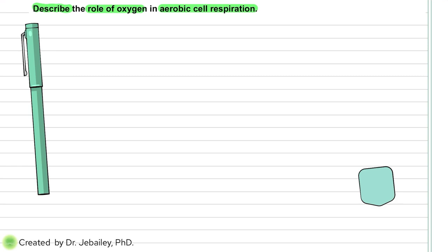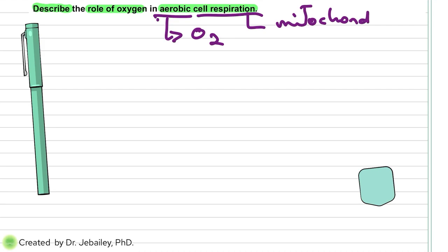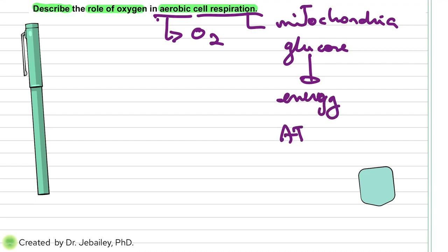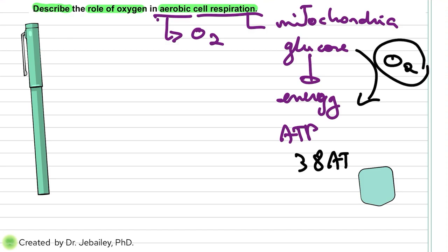You can see from the word aerobic that this automatically means that there is oxygen. Cell respiration is usually happening in the mitochondria. In the mitochondria, we're eventually breaking down glucose in order to get energy out of it. In this case, the energy will be ATP. None of this can happen, from glucose becoming energy, without the presence of oxygen. So with the presence of oxygen in the mitochondria, we can make up to 38 ATP as energy.